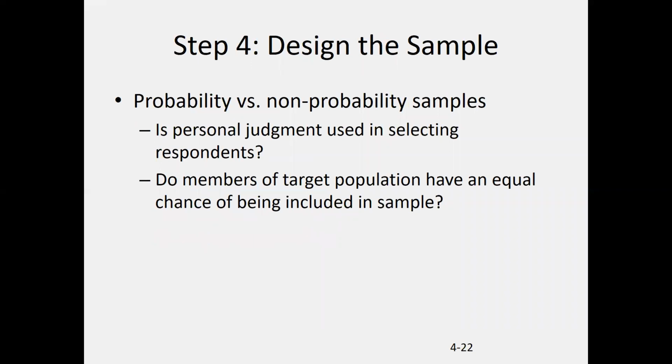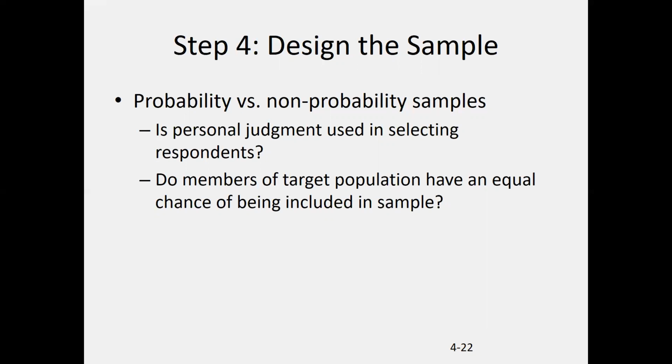And then we need to design the sample. So this is, who are we going to collect data from? Generally this is going to be the people in our target market, or maybe we're looking at the population as a whole. And we need to decide whether our personal judgment is going to go into selecting the respondents. It is a better study, we will have more reliable data, if people are more randomly selected. In other words, here's our target population. Does everyone have an equal chance of being included?